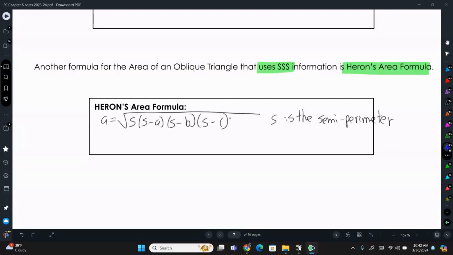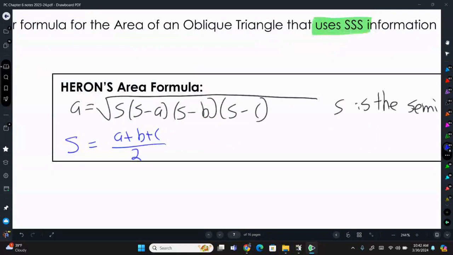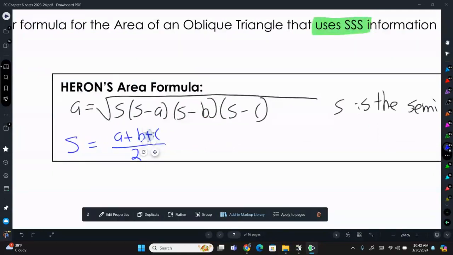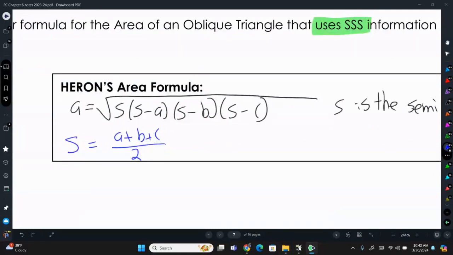Well, what is a semi-perimeter? It's when we add up all the sides and divide by 2. Like a semicircle is half of a circle, semi-perimeter is half the perimeter. So we have to figure out that S value, that semi-perimeter, first, and then we can use that area formula. Actually, I want to switch this to a capital A so we don't get confused with the side A.